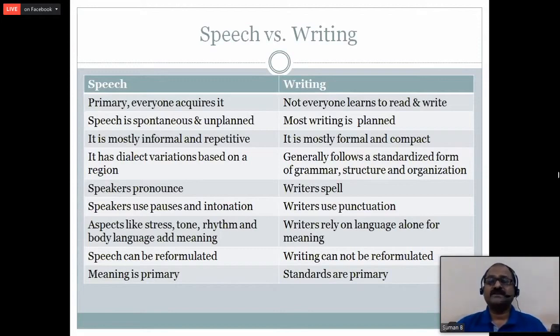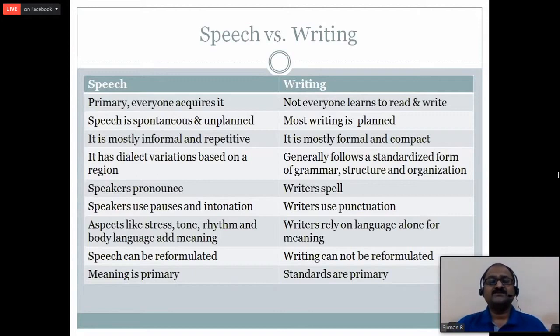Whereas most of the writing is planned, right? You take a lot of time to plan what you want to write. You revise, you redraft, and finally you come out with the end product. So speech is mainly informal and repetitive. Because you don't have time for planning, it can also be repetitive. So there's a tendency while people are talking, they repeat sometimes knowingly or unknowingly what they are going to communicate. But writing is mostly formal, right? That is why, as you can see, letter writing, paragraph writing, composition, essay writing, and preparing notices, most of these written discourses are formal in nature.